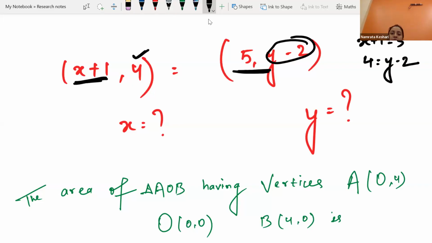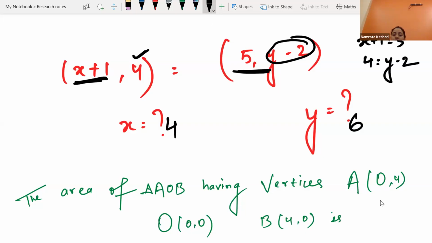Yes, Ryan. x is equal to 4. And y is? y is 6. Yes. It's that simple. So whenever you see two coordinates being compared, that basically means the x coordinate over here and the x coordinate over there are equal, and the y coordinate over here and the y coordinate over there are equal.